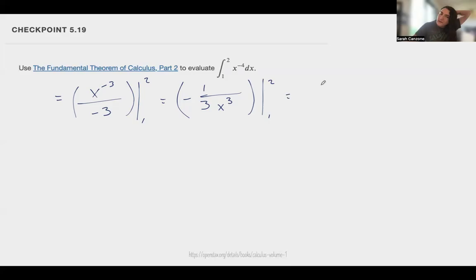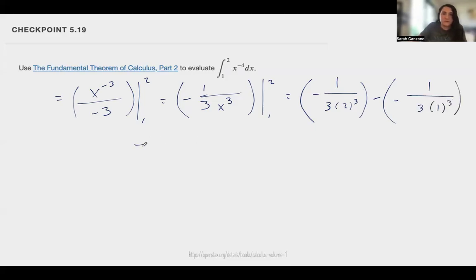Now we can go ahead and plug in the upper bound. And so what we get is -1/3 times 2 cubed minus quantity negative. And this is where we have to be very careful about our negatives because we are subtracting a negative. 1/3 times 1 cubed. So let's see here. 2 cubed is 8. 3 times 8 is 24. So this is -1/24. Minus a negative is plus. 1 cubed is obviously 1. This is just 1/3.